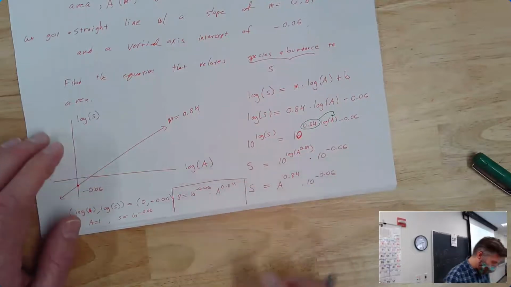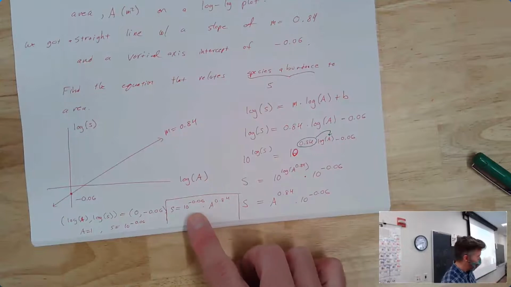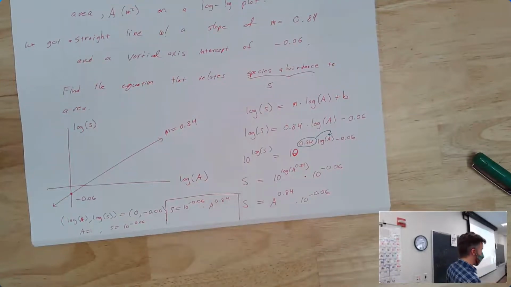And that is definitely a power function. We have our variable to a power times some constant. So something that is log linear is coming from a power function.